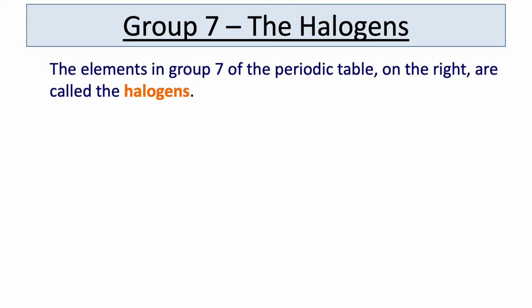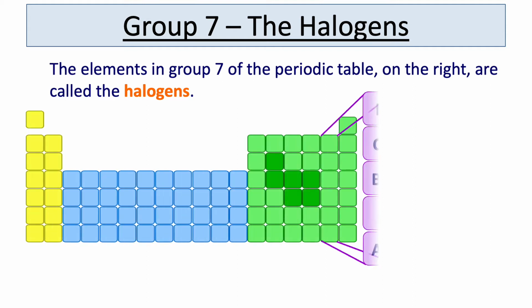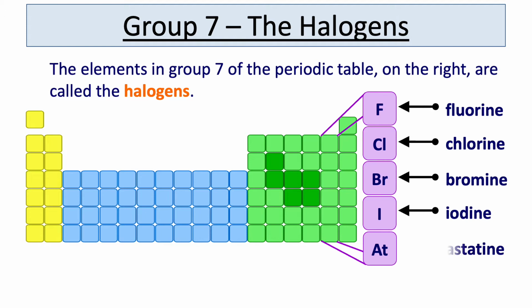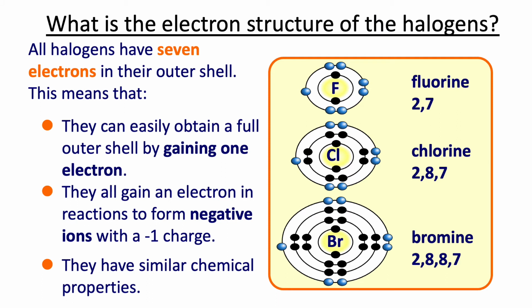Group 7 on the periodic table is on the far right of the periodic table, and these elements, fluorine, chlorine, bromine, iodine and astatine, are called the halogens. The word halogen means salt former because, as we'll see when we come on to ionic bonding, these guys react very readily with metals and form salts.